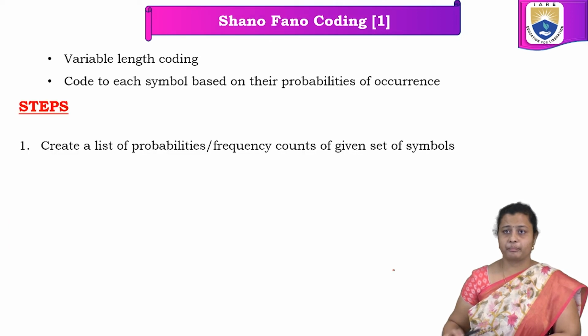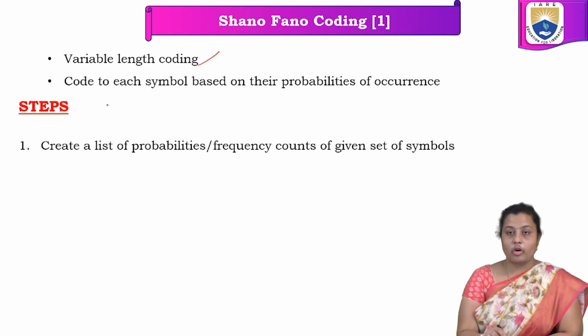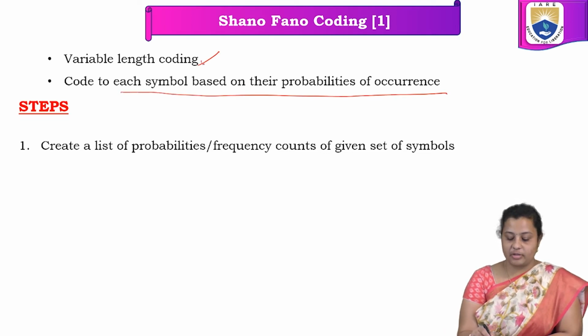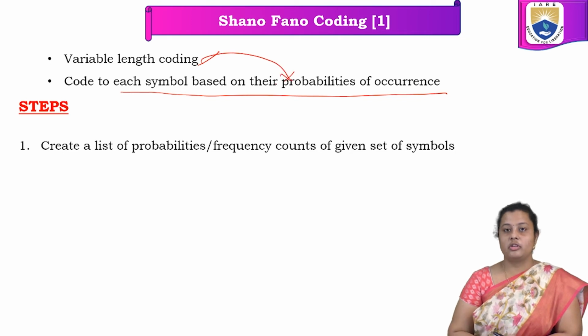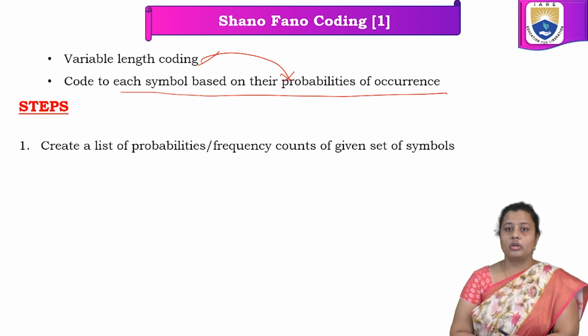Now, if we talk about Shannon-Fano coding, that is also a variable length coding technique. Next, what is this code symbol? Each symbol is coded based on its probability of occurrence. Since it is variable length, we are going to code our symbols based on their probability of occurrence. Now, what are the steps that we are going to follow?